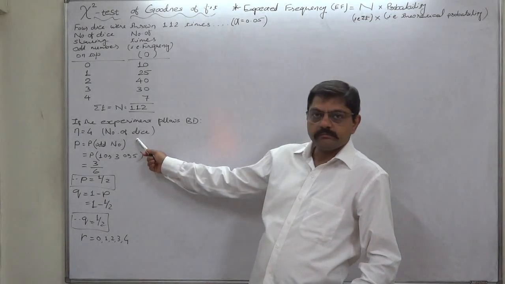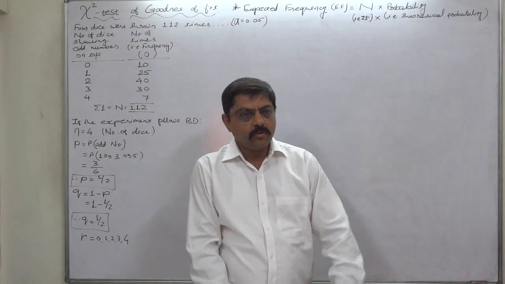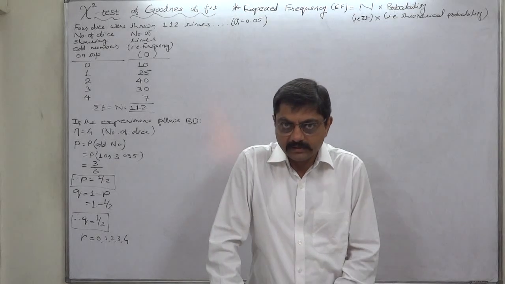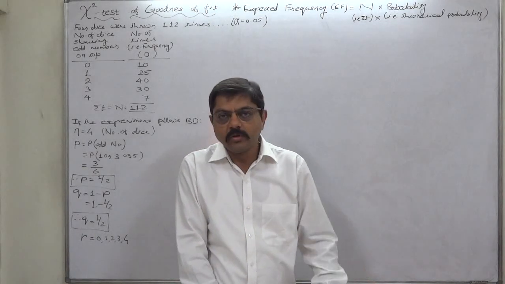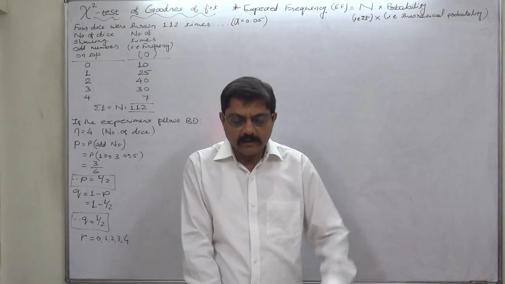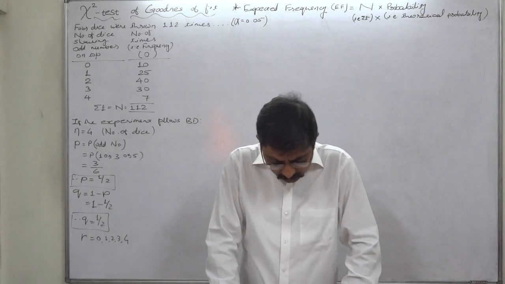All the 112 tosses, and their results, are independent of each other. So these are the conditions, and the experiment satisfies all the conditions of binomial distribution. That means we can use binomial probability to go further.